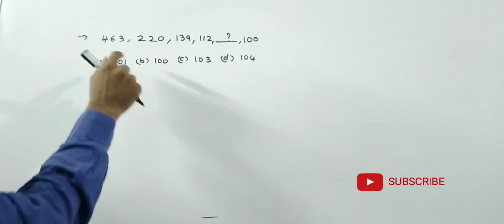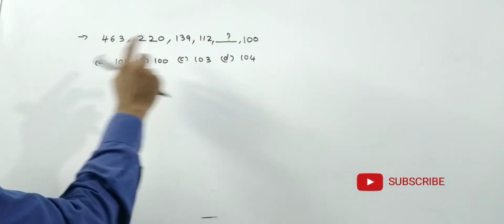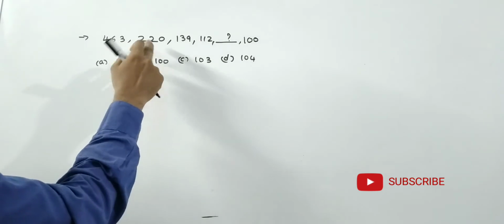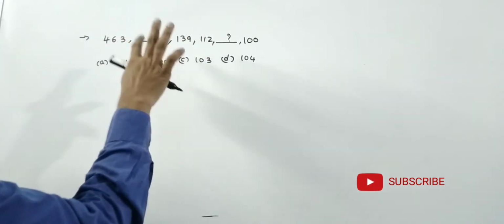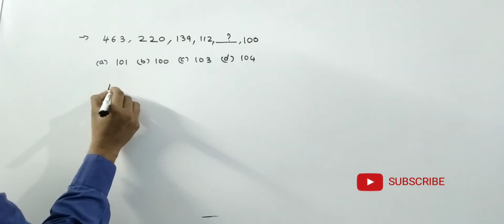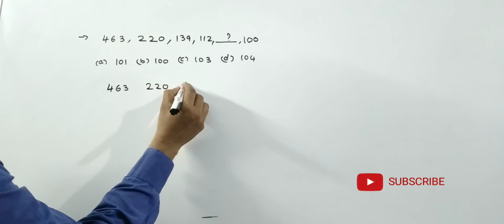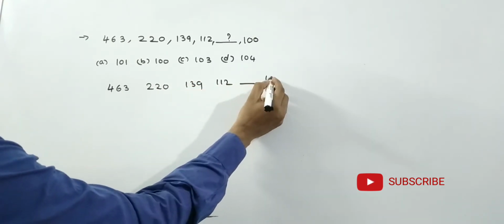First, what I am telling you, you just observe, are these numbers nearer to any squares or any cubes? 463 is not nearer to any square or cube. 220 also same, 139 also same, 112 also same. So you just go for a difference. 463, 220, 139, 112 dash 100.